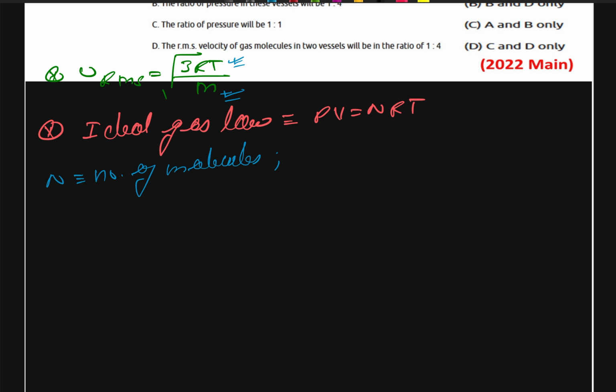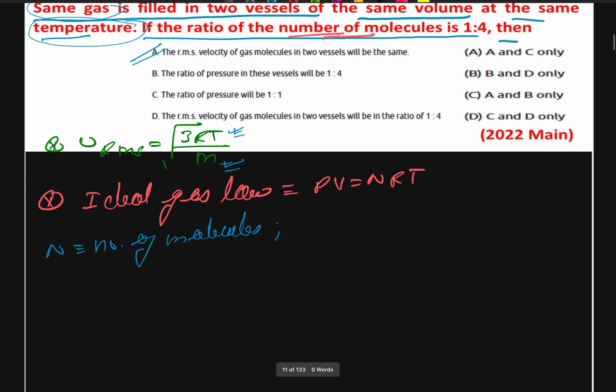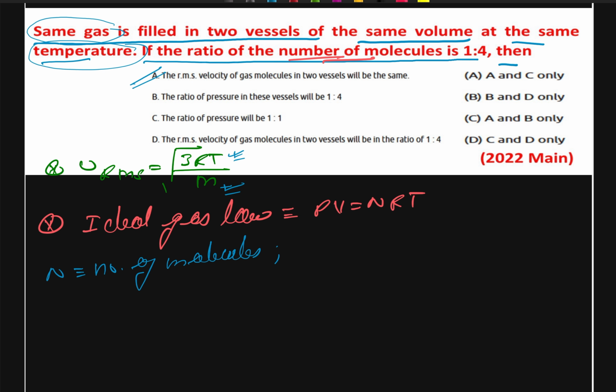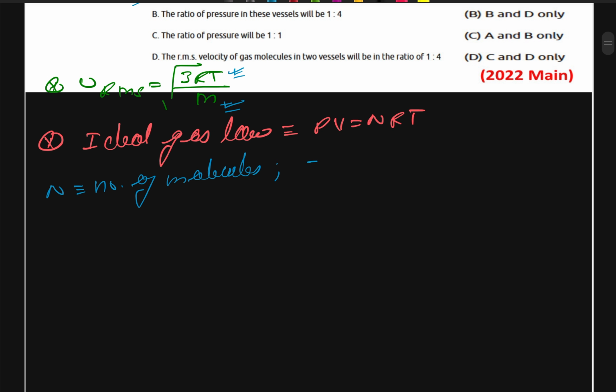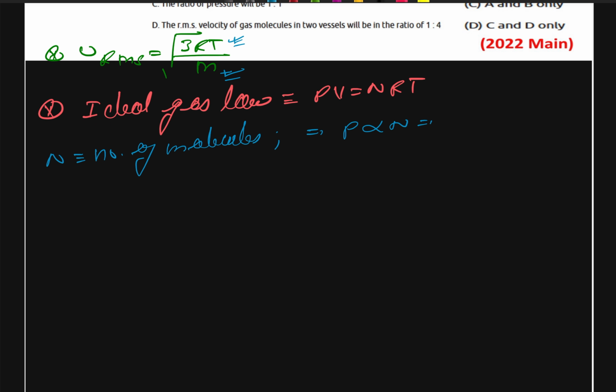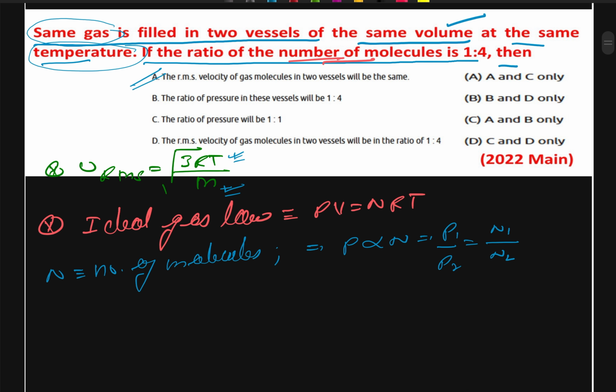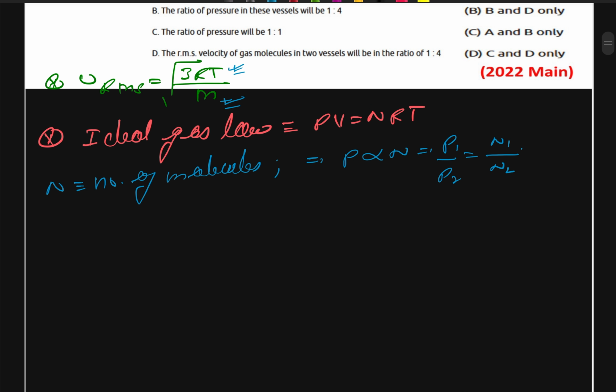And we are given that they have the same volume and the same temperature. Therefore, from here we can write that P will be proportional to N. Or we have two gases, so we can say P1 upon P2 is equal to N1 upon N2. And the ratio is given as 1:4, so this comes as 1/4. So the ratio is 1:4.